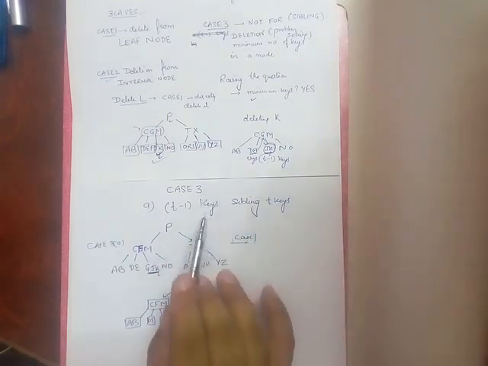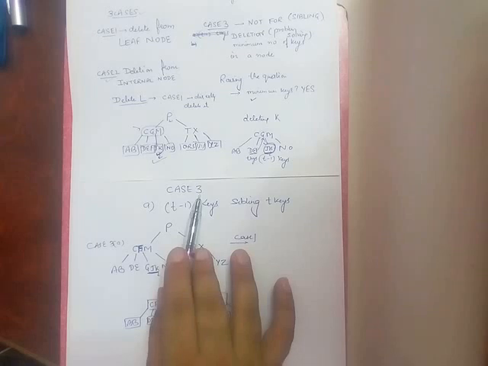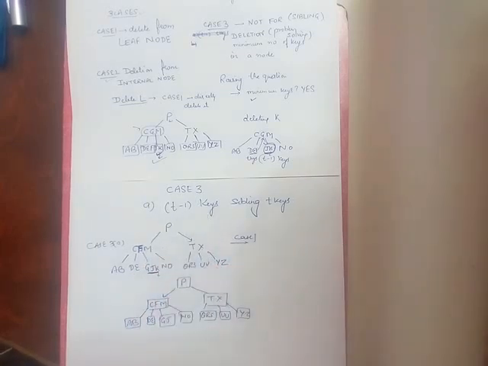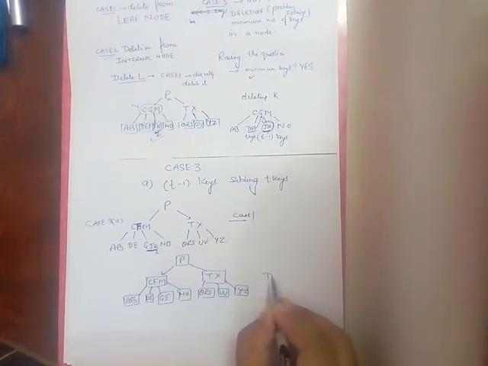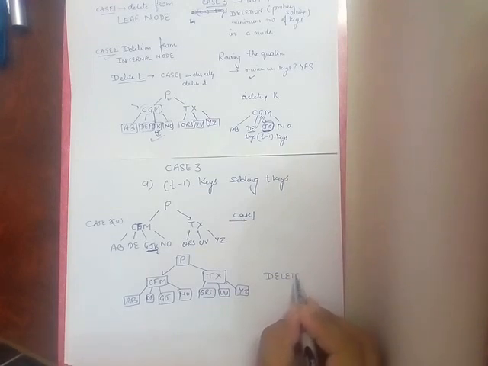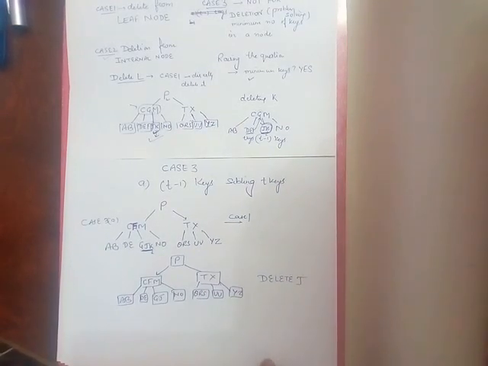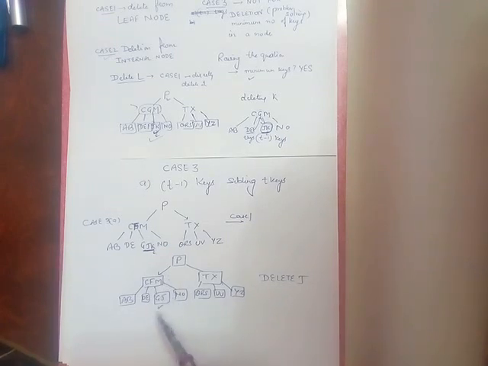Sometimes the problem is that case 3's point A is not working. For example, in the figure which we are having here, I have to delete J from the given figure. As we proceed from root to this particular node, it is having more than minimum keys, so we can proceed to its particular child, and we see that this node is having the minimum number of keys, so we cannot directly delete J from this figure.